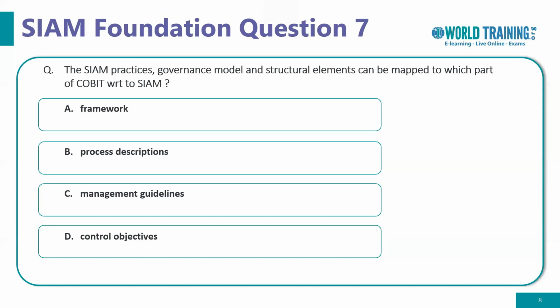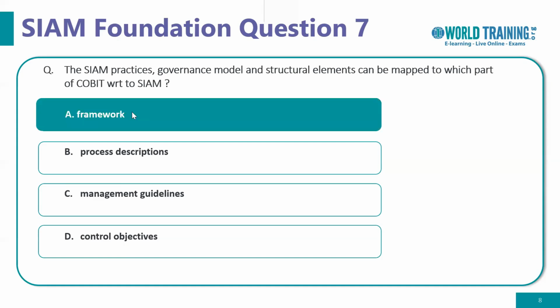So which area? Obviously process description cannot come, and management guideline cannot come, because the term management guideline itself is not there in SIAM. Control objectives are also not there in SIAM. Process descriptions are there in SIAM, but more or less aligned to ITIL, if you know. So the only thing I could see is framework, right? So again, we have to really look at this, and I'm actually giving you an idea of what the possible answer is that can be mapped to the questions. So we should go by that.